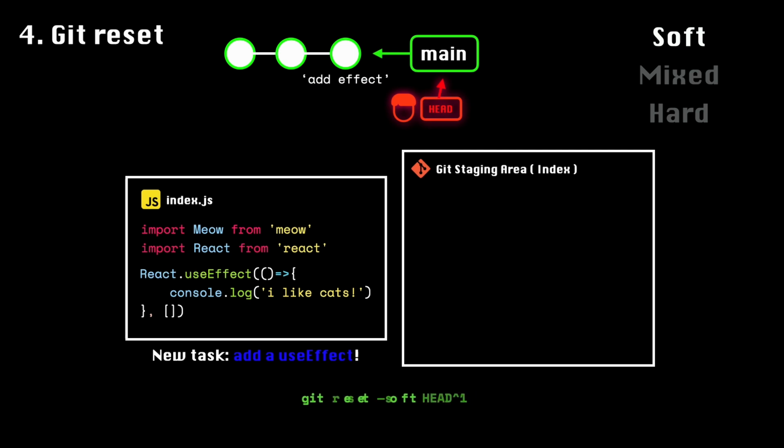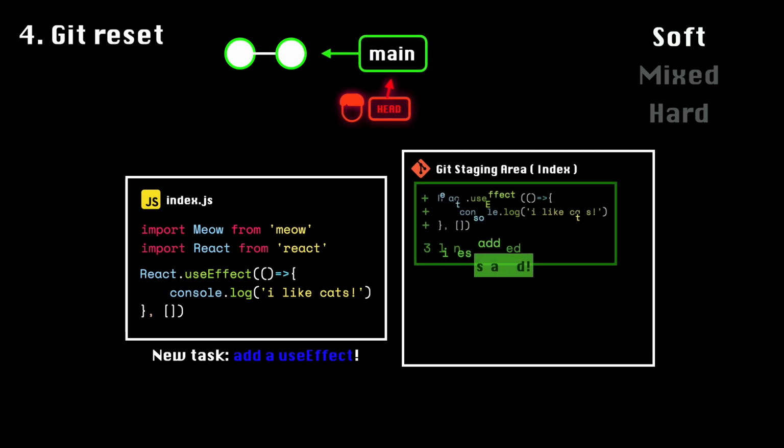Now, let's see how we can reset our changes using the soft mode. By running git reset --soft, we pass in the commit which we want to reset to, basically telling git which snapshot of our code we want to reset to. The HEAD^1 symbol means that we are trying to reset to one commit before our current HEAD. Simply put, we are trying to go back in time to our previous commit.